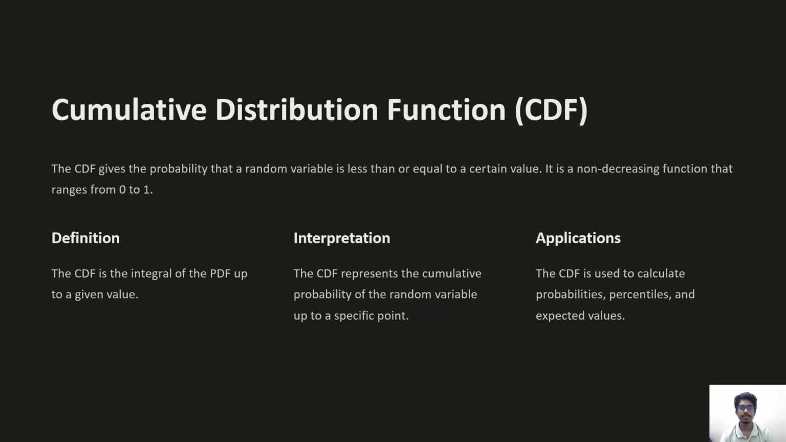Cumulative distribution function, which is CDF. The CDF gives the probability that a random variable is less than or equal to a certain value. It is a non-decreasing function that ranges from 0 to 1. The definition of CDF is the integral of the PDF up to a given value. Interpretation: the CDF represents the cumulative probability of the random variable up to a specific point. And the applications are: the CDF is used to calculate probabilities, percentiles, and expected values.